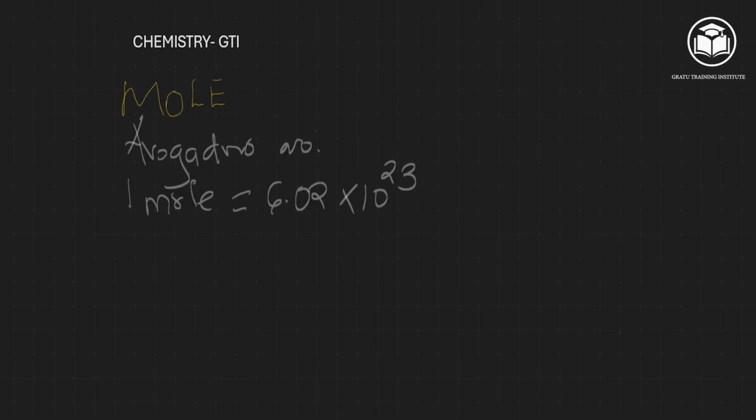Now, one mole of anything is the amount of substance that contains Avogadro's number, which is the amount of substance that contains 6.02 times 10 power 23 particles. So one mole contains this number of particles, and this number is what we call Avogadro's number. So one mole is equal to 6.02 times 10 power 23 particles, which is the Avogadro number.